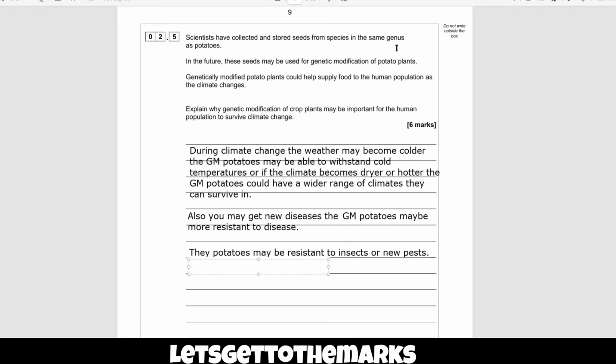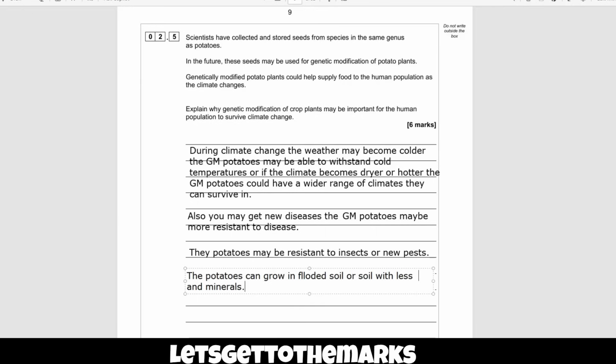So you could have flooding. The potatoes are able to withstand floods. The potatoes can grow in flooded soil or soil with less minerals. I should really just say minerals. Let's not say nutrients. That's not really how plants get their nutrients. They make their own nutrients, but they absorb minerals through the soil. So we're basically saying all the changes that happen in climate change, the hot weather, the cold weather, the floods, all of this, the potatoes could be important.